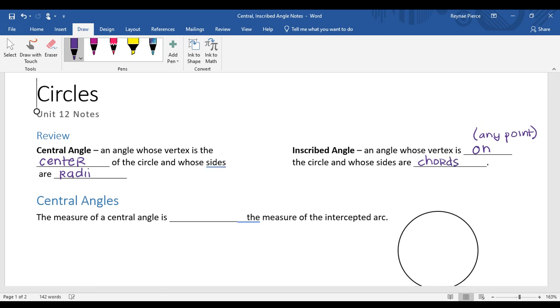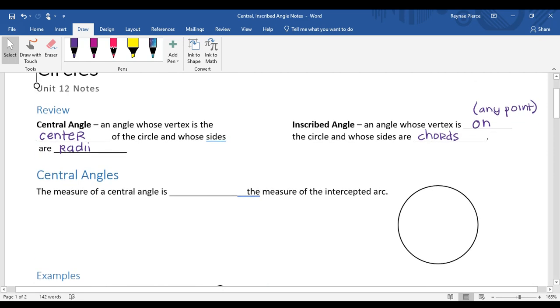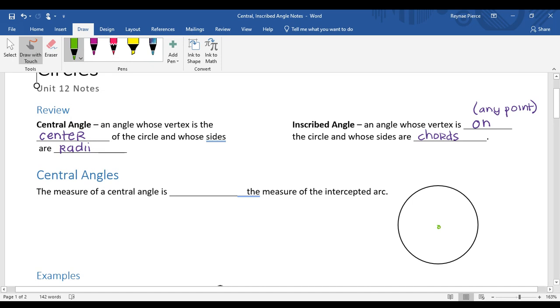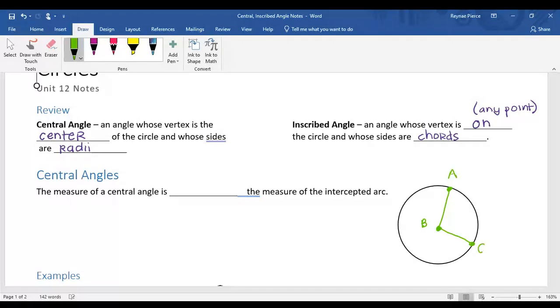Okay, so here, this first little bit, we are actually going to draw a central angle in. Let's do it in green. Pick where you think the center should be. We'll call it point B. And remember, radii go from the center to any point on the circle. We'll name these points A and C. So angle ABC right here is the central angle.